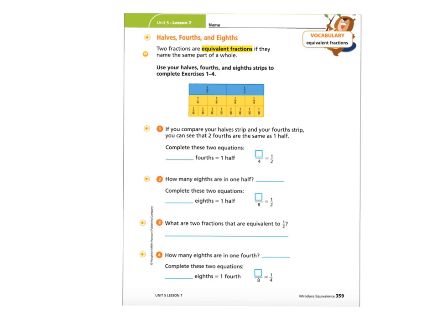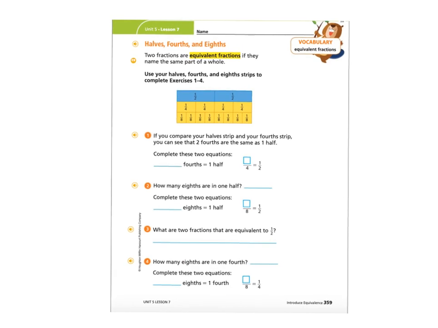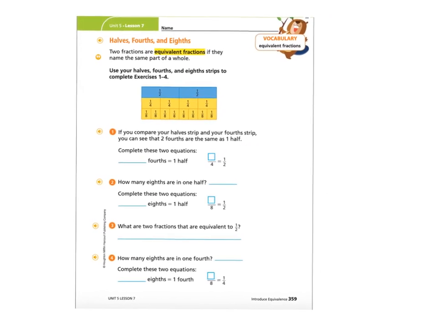So, equivalent has a key word in there, equal. So you're looking at fractions that are the same amount, but they're going to have different numerators and denominators, but it would be the same amount. So I always think of it as pizzas. So I could eat one giant slice, or I could eat 2 smaller slices, or 3 even smaller slices, but I could eat the same amount of pizza.